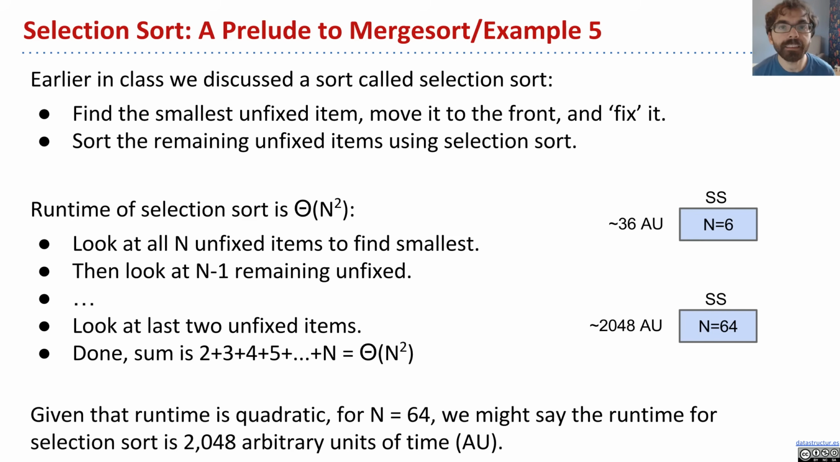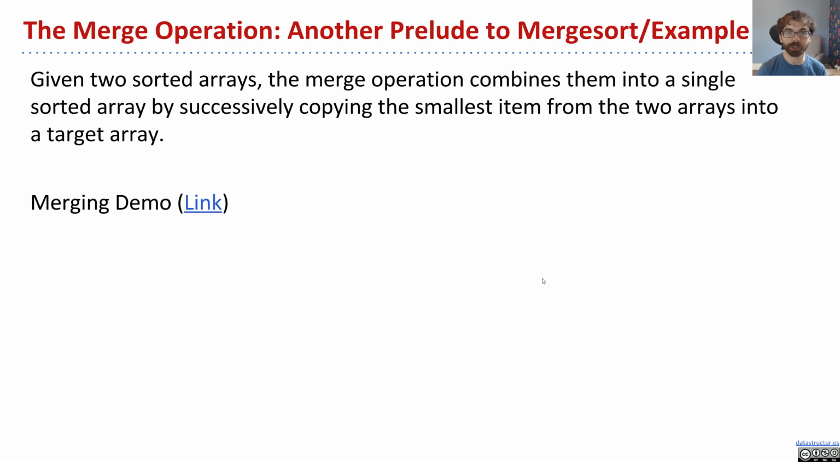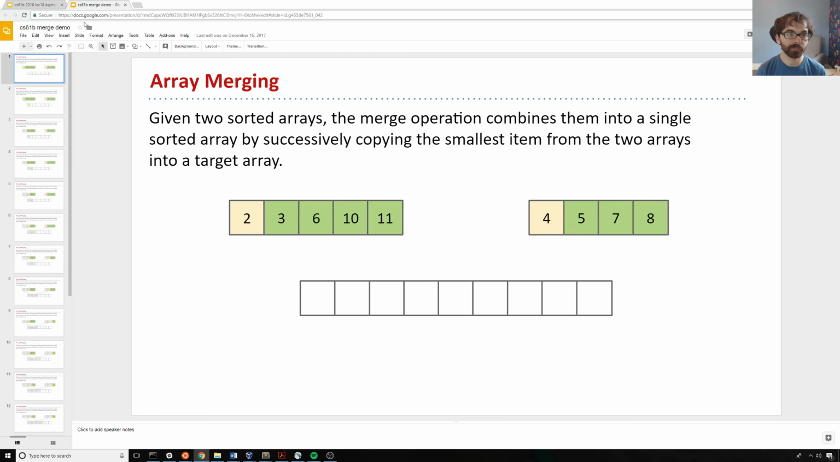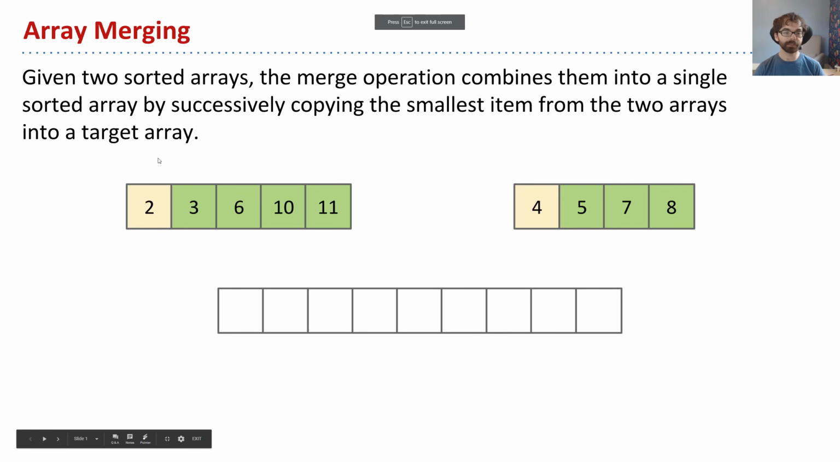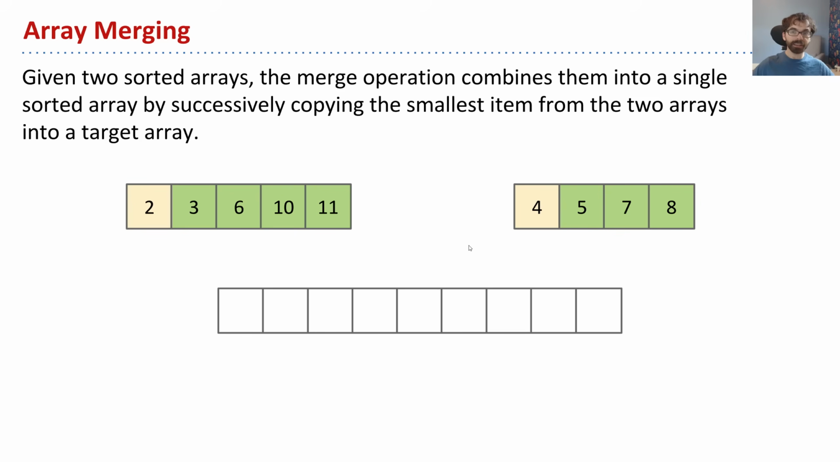The last thing I want to talk about in this preliminary video before we get to Mergesort is the notion of merging. The merging operation is a way to take 2 sorted arrays and make them into one gigantic sorted array. The way it works is pretty simple. Given 2 sorted arrays, say 2, 3, 6, 10, 11, and 4, 5, 7, 8, the merge operation combines them into one sorted array by simply comparing the smallest item in both arrays and copying. Then it just repeats that over and over until every item has been copied.